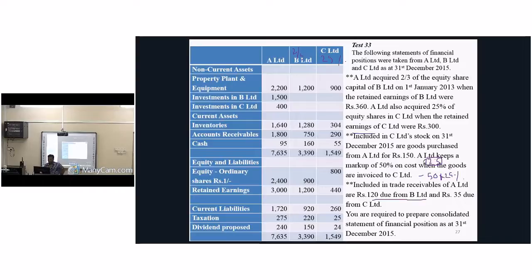Understand? Now look, C Limited is an associate of A Limited. Why? A Limited purchased only 25% of the share capital of C Limited. It means it is not a simple investment, but A Limited has some influence and power over C Limited. Therefore, A Limited is the parent and C Limited is an associate. Hope you understood.